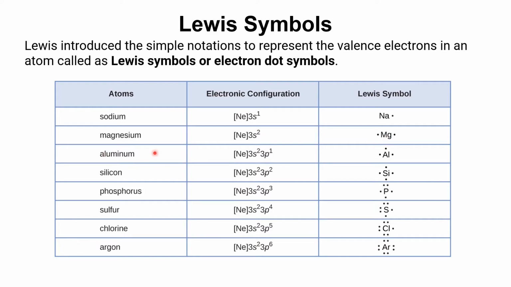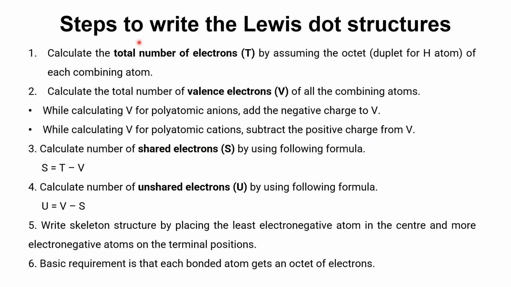Similarly, we can go for aluminium. Aluminium has 3 valence electrons, so it would be written as aluminium with 3 dots, then silicon with 4 dots, then phosphorus with 5 dots, and so on. And argon, which is a noble gas, has 8 valence electrons, so it would be written with 8 dots. Now let's see what steps we need to follow for drawing the Lewis diagrams, or you can say for writing the Lewis dot structures.